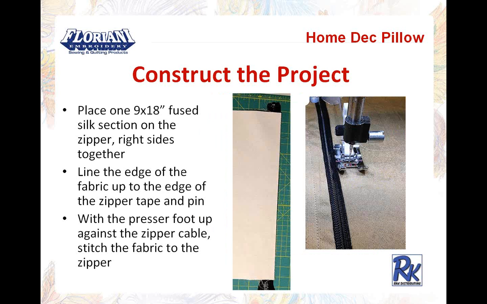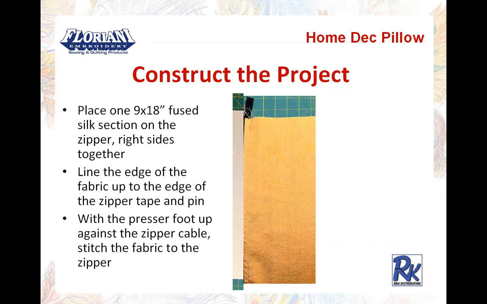We're going to construct the back now. So you want to take one of your 9 by 18-inch fused silk sections, put it on the zipper, right sides together. You're going to put it on the far side of the zipper with the zipper facing up like you see here in the picture. Line the edge of the fabric up to the edge of the zipper tape, pin it in place. With the presser foot up against the zipper cable, stitch the fabric to the zipper, as we're showing you here in the second picture.